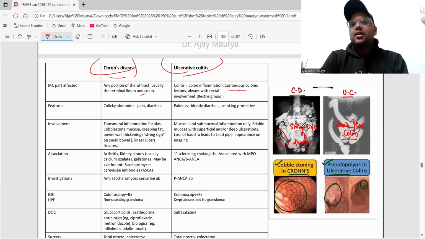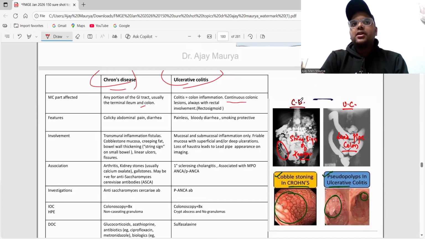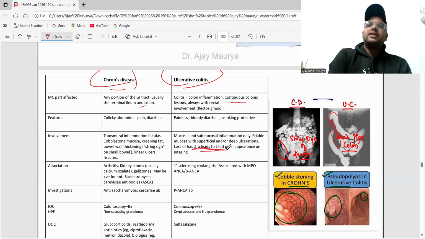See here, Crohn's disease and ulcerative colitis, see how it looks. It looks like a lead pipe. This is the lead pipe appearance, with loss of haustra. It looks like the lead pipe appearance in the case of ulcerative colitis.